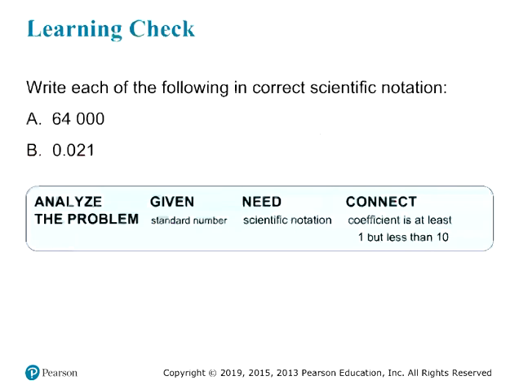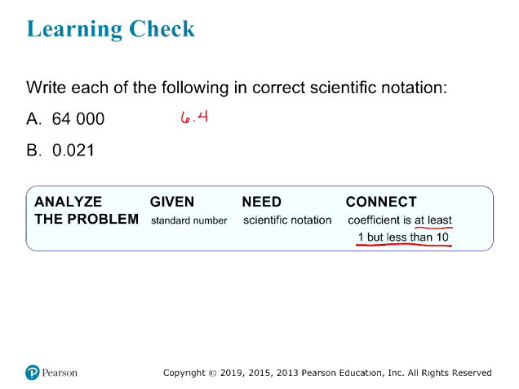Okay, so let's go over A, 64,000. So first, let's figure out what our coefficient is. And remember, the coefficient should be at least 1, but less than 10. So our coefficient for the first number should be 6.4. So that's in between 1 and 10.